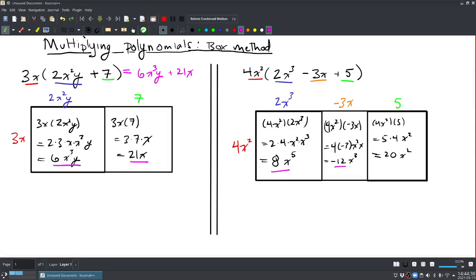And we put it all together. These 3 areas combined give us the area of the outer rectangle. So this is going to be 8x to the 5th minus 12x to the 3rd plus 20x to the 2nd.